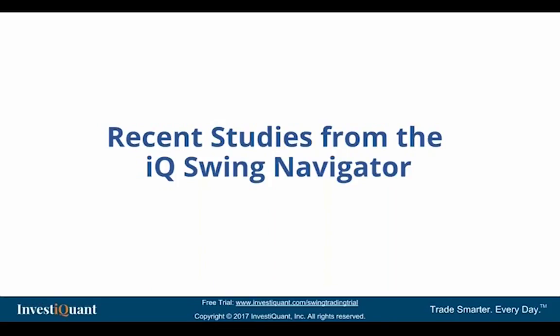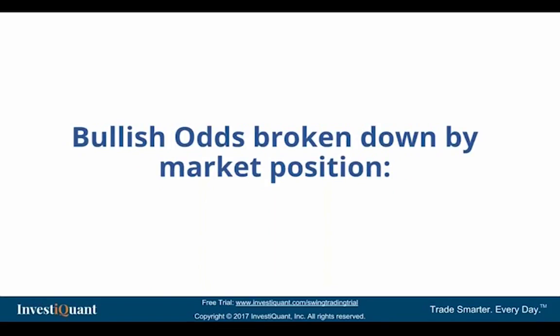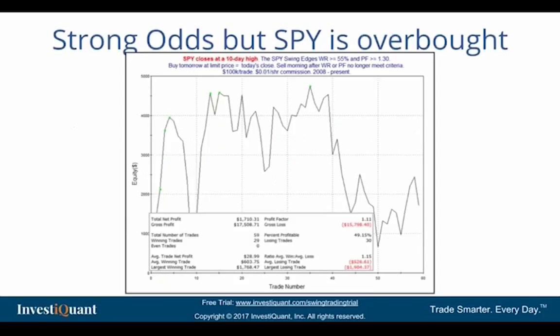So a little while back, I broke down the bullish odds by market position. And I looked at it 3 different ways. So the first way was, all right, let's say we got strong odds, but SPY is already overbought, right? So SPY is at a 10-day high. Swing edges are looking pretty good. We're over 55 and we're over 1.3. So that's normally an area where I'd be interested. But when we're already at a 10-day high, what you can see here is break-even numbers and a big choppy, messy curve. So this is the kind of thing where it generally is not appealing to me, right?